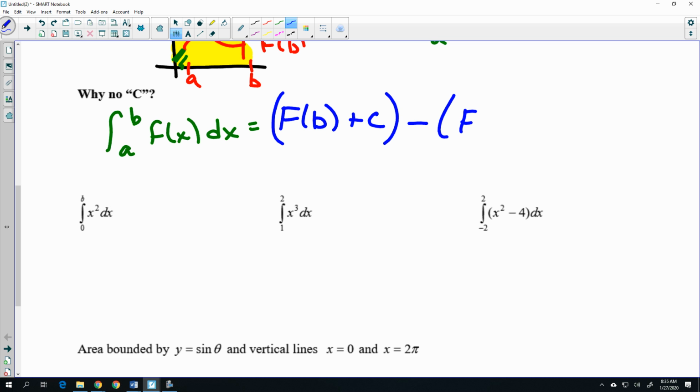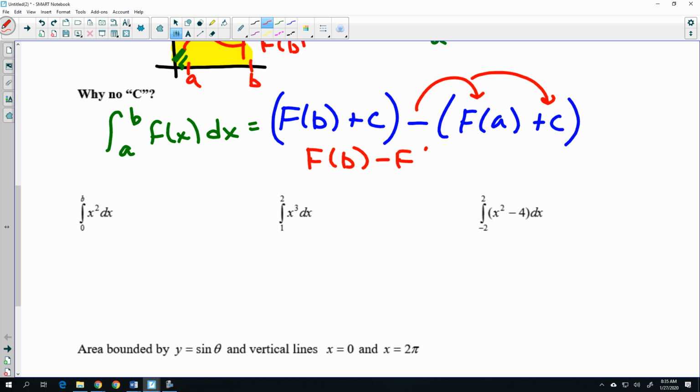Minus. We had lots of errors with parentheses on the final exam. Why do I need parentheses there? Right. And lots of us were forgetting, and that's why your derivative rule minus f of x didn't work out. So what happens to your c's? I'm just left with f at b minus f at a. So that constant c will actually cancel out. It doesn't matter where I'm at, the area will still be the same.